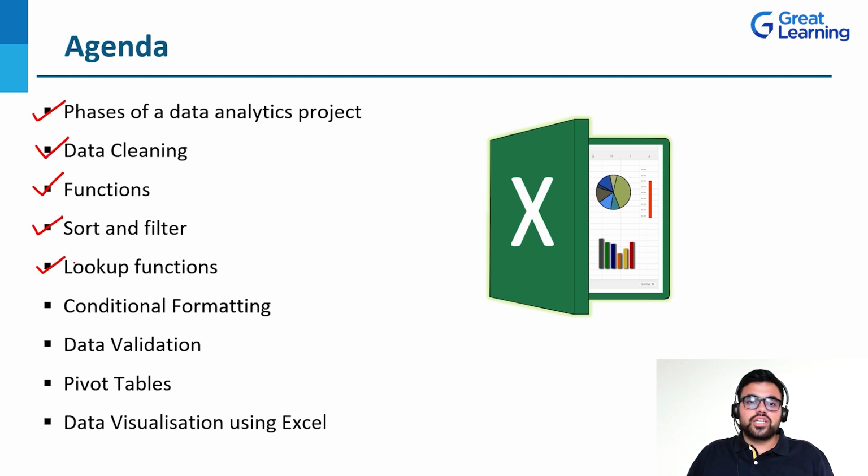Next, we learn about two different types of lookup functions, vertical lookup and horizontal lookup functions. Then we'll know what is conditional formatting and also how we can make color scales, data bars, and also highlight cells. Then we'll know about data validation, how to create a drop-down list and fix length in a cell. Then we'll know what pivot tables are, what the importance of pivot tables is, and how we can use them to analyze data. In the end, we'll talk about data visualization using Excel. We'll learn how to make different types of charts like tree charts, scatter maps, map charts, etc.